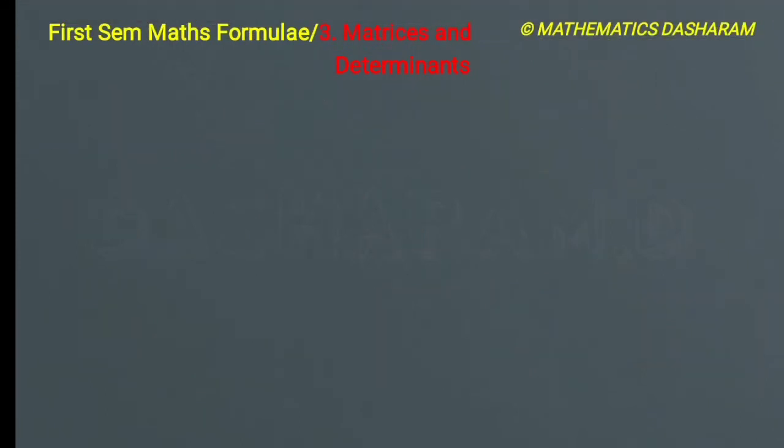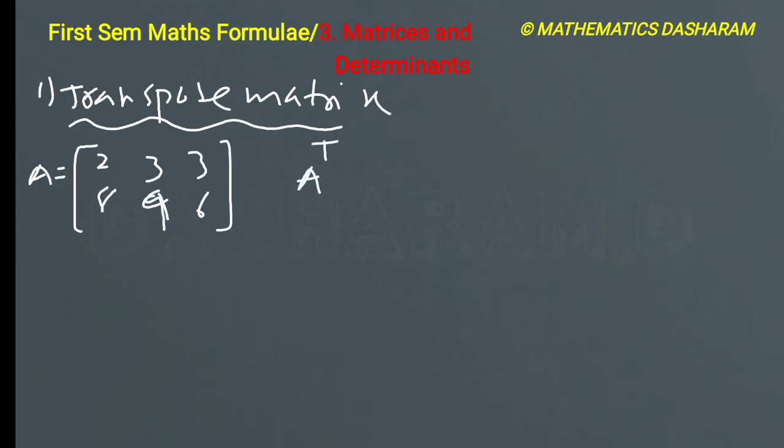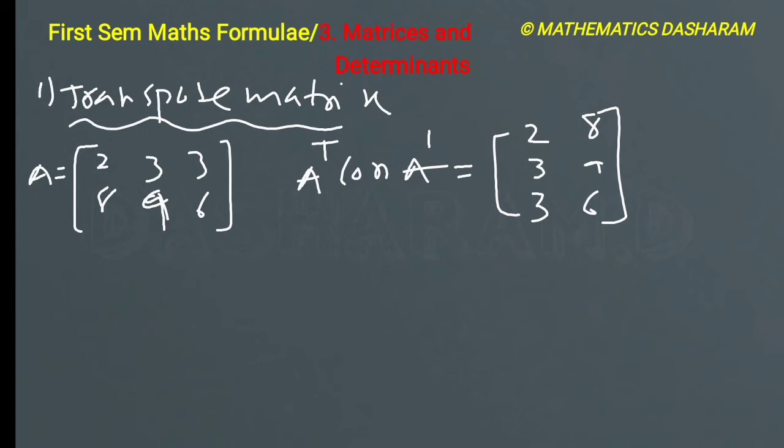So some more types of matrices are there. That is the transpose matrix. In any matrix, when rows and columns are interchanged, it is called a transpose matrix. For example, A equals 2, 3, 3, 8, 9, 6. Here two rows and three columns are there. Then the transpose matrix is denoted with A transpose or A dash. Here the first row 2, 3, 3 will become the first column. The second row 8, 9, 6 will become the second column. So rows and columns are interchanged. It is called a transpose matrix.